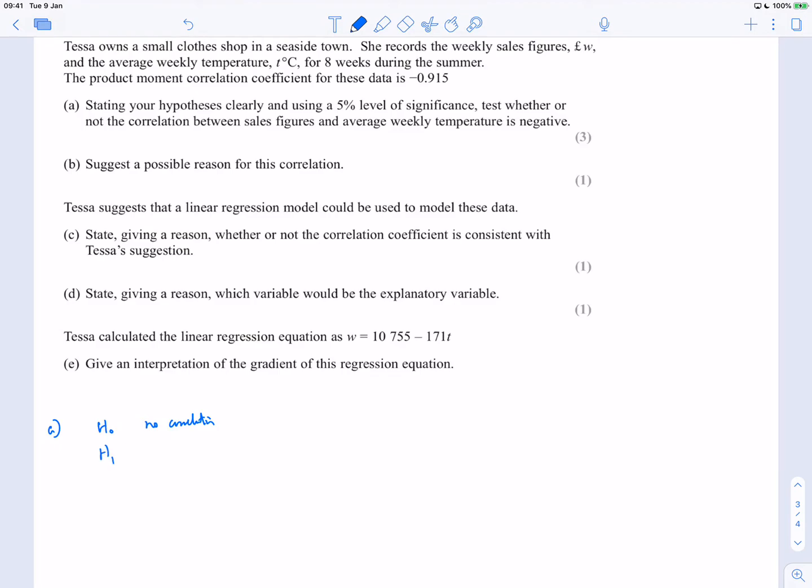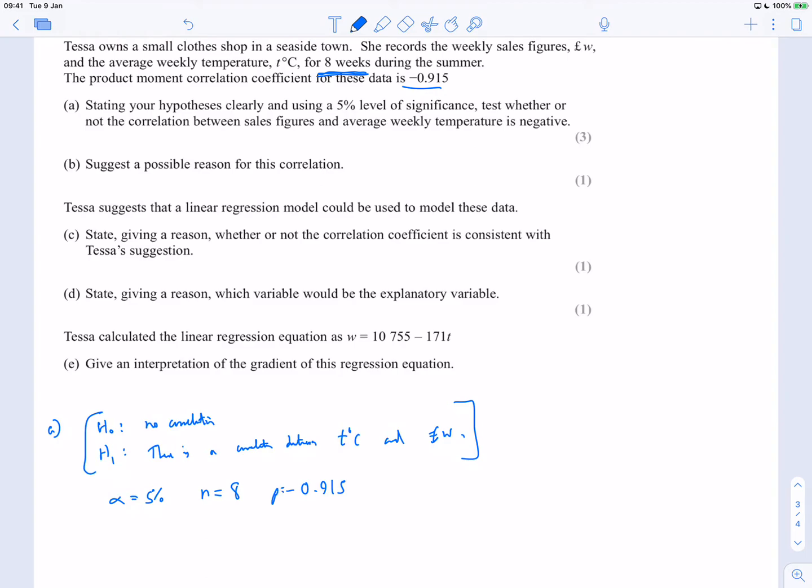And the alternative hypothesis is there is a correlation between, and then which one's the independent variable? Well, it's clearly T, degrees Celsius, temperature, and W pounds. Okay, so I've set my hypotheses out pretty clear. So let's recap. So alpha, the significance level, is 5%. N, the number of samples, because this is bivariate data, is 8. They've done it for 8 weeks. And the test statistic we've got is minus 0.915. Okay, so that's the test statistic.